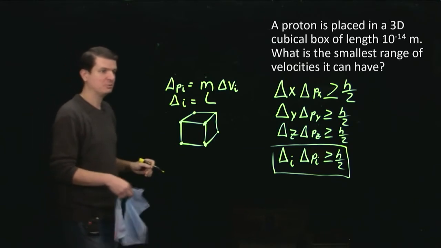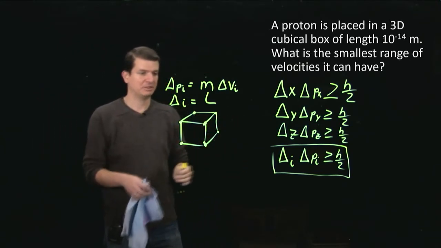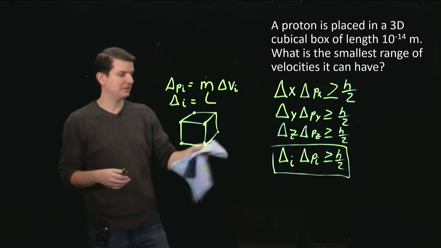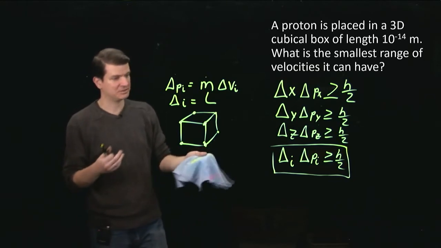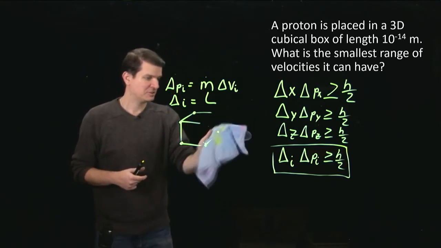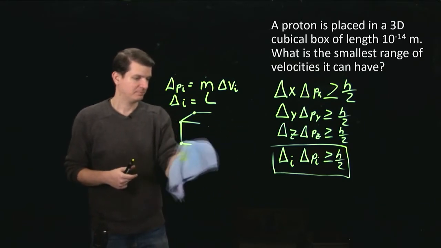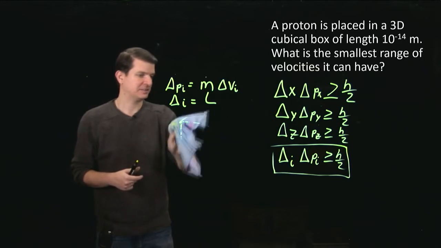That's only true because it's a cube. If this were a rectangle or some other shape, some sort of rectangular prism, where the height of the prism is different to the dimensions of the rectangular base, then each delta i would be different. But since I've got a cubical box, all the delta i's are the same.